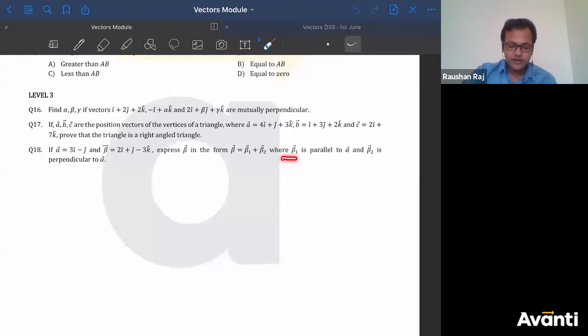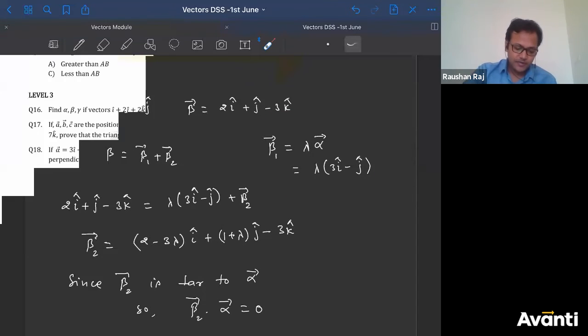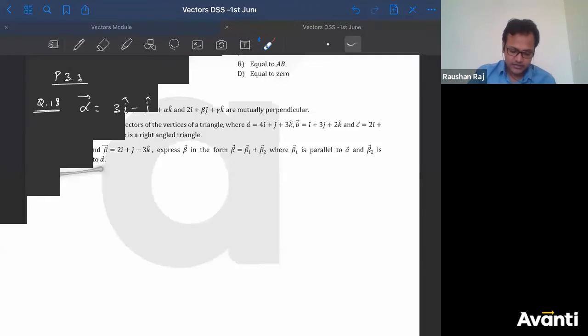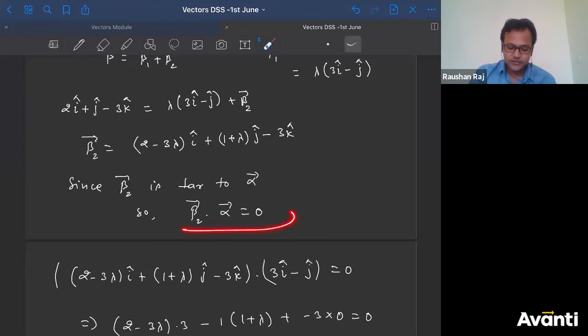Beta 1 is parallel to alpha. So I have written beta 1 is equal to lambda into alpha. I don't know what that constant is. Then beta 2 is what? Perpendicular to alpha. So from here, I got the value of beta 2. And then this beta 2 dot alpha has to be 0 because they're perpendicular, right?